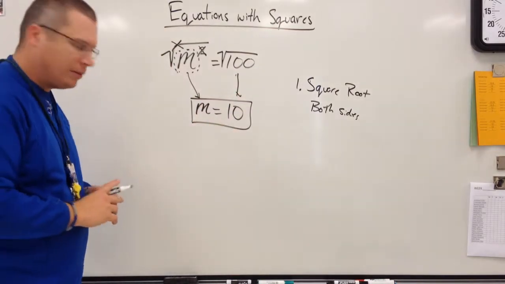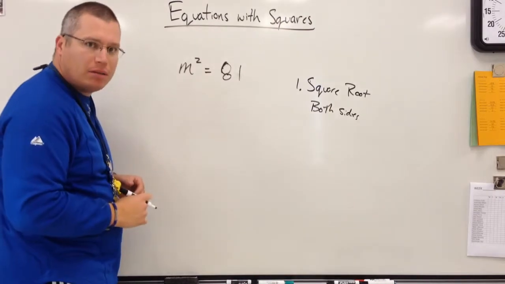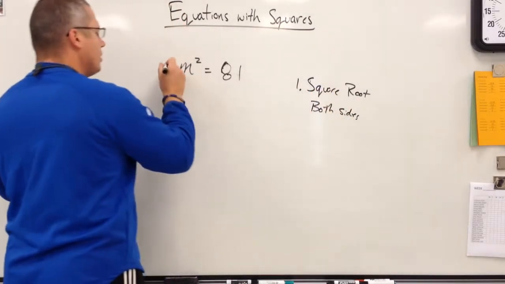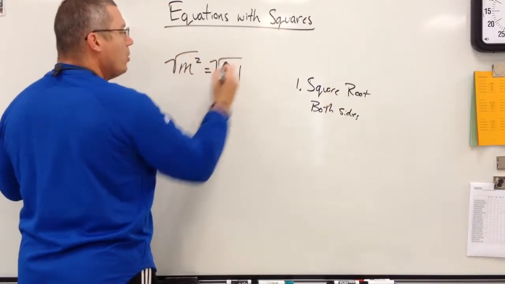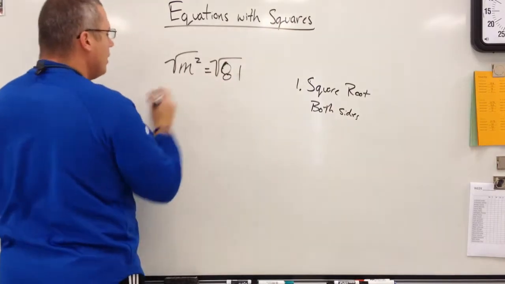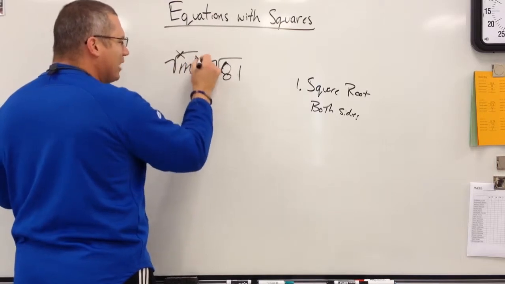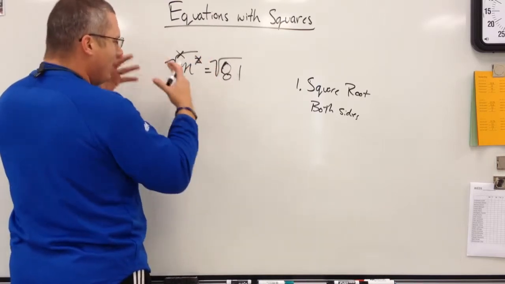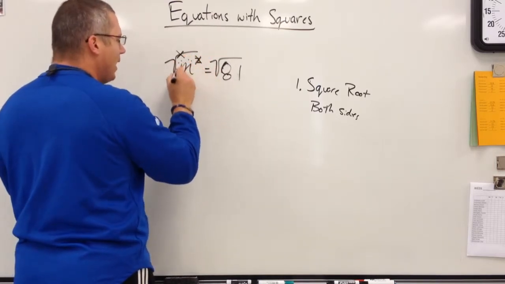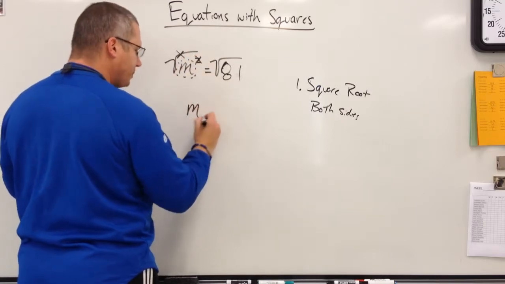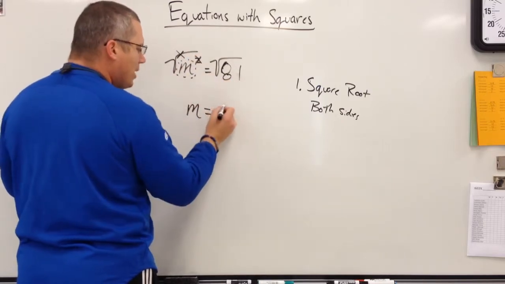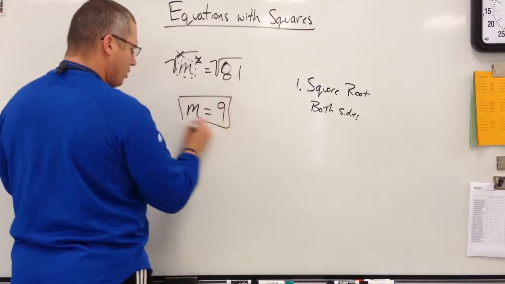Simple enough. m squared equals 81. Square root both sides. Square root of m squared: the square root removes the exponent of 2, they're the inverse, they're the opposites. The only thing I have left on this side is the m. The square root of 81 we know is 9. Done.